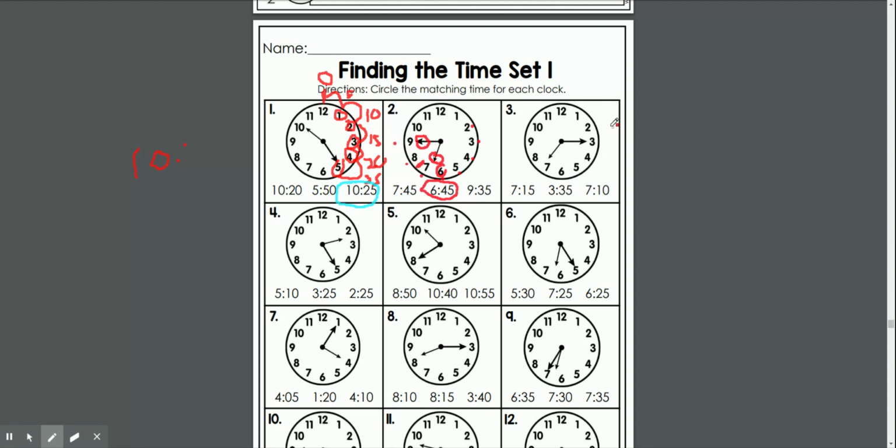Our hour hand is a little bit past the 7 o'clock. It's right about here. So that means we're looking at 7 something, so our hour is 7, and we need to find the minutes. If we count, starting at 0 again, here we go: 5, 10, 15. It's pointing at the 3, which is 15. So that means it is 7:15.